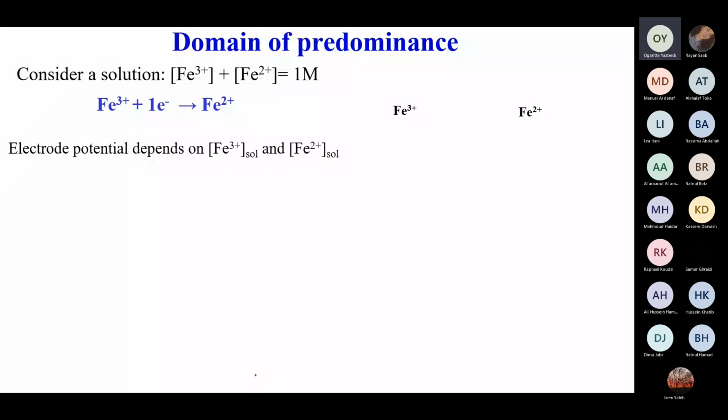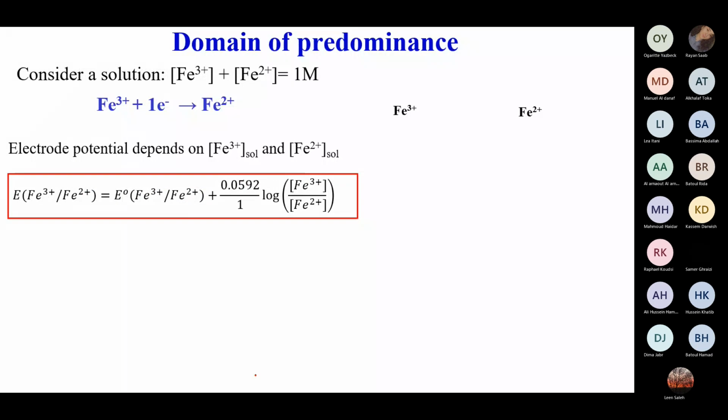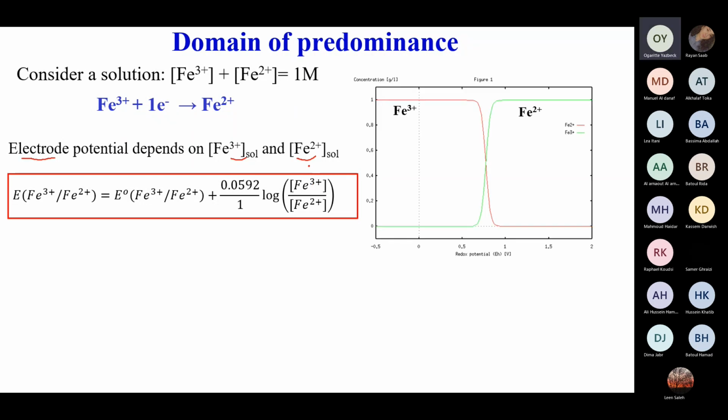Domains of predominance. If we have a reaction where we're in standard state, Fe3+ goes to Fe2+, a reduction half-reaction, then the E, we know, will depend on the concentration of the two forms in the solution. We already solved the equation in this form.